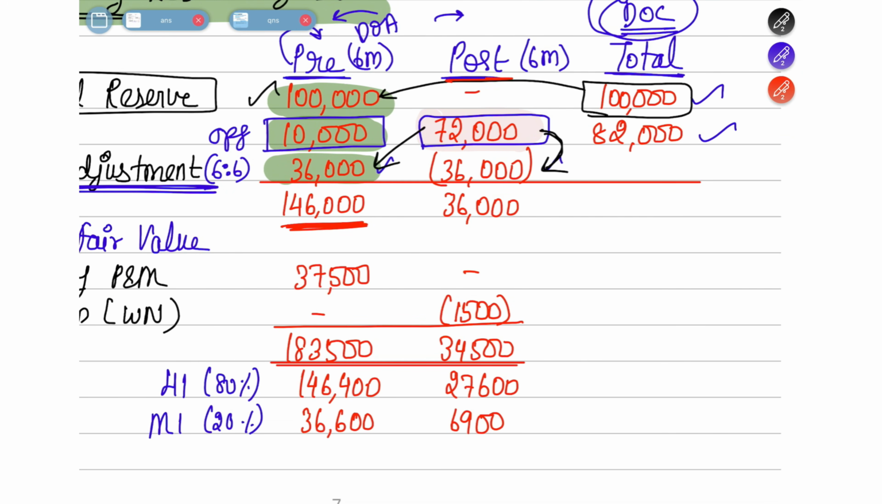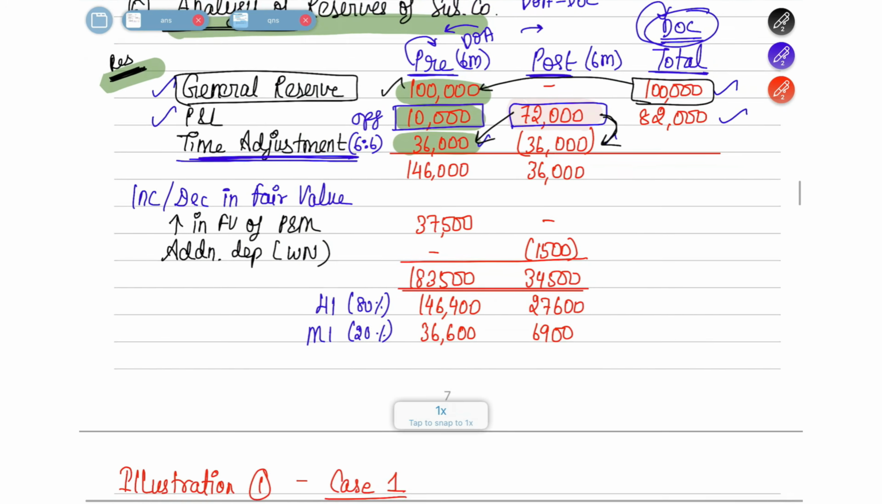Your post-period reserves are worth 36,000. From the 72,000, entirely is not post-period. From that only 36,000 is considered as post-period profit. So 36,000 is your total as per the post-period reserves. Okay, so these are your totals.